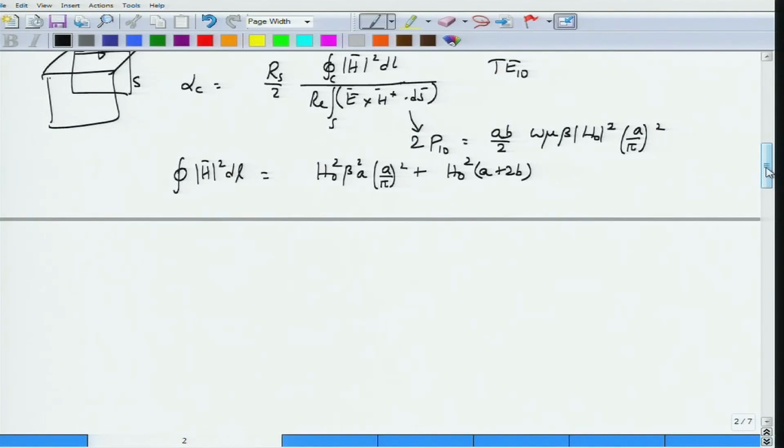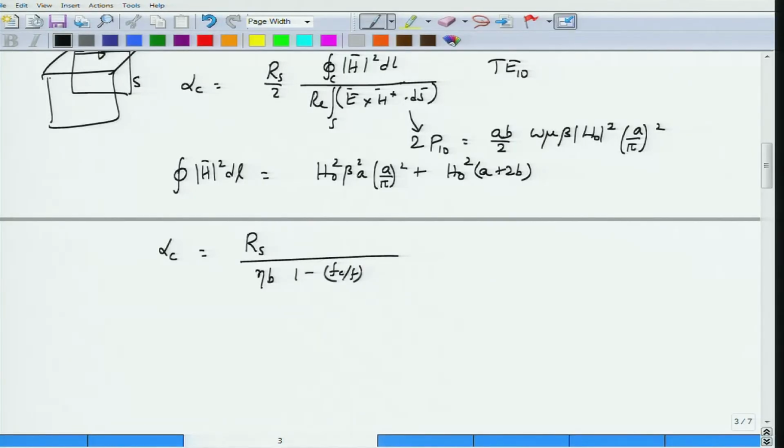We can simplify the expression for alpha c. You can substitute these 2 expressions into alpha c and then simplify the relationship. What you see is that there is the surface resistance Rs that anyway comes in, divided by eta b times the square root of 1 minus (fc by f) whole squared, and then in the numerator you have 1 plus 2b by a times (fc by f) whole squared. This is the expression for the conductive losses.